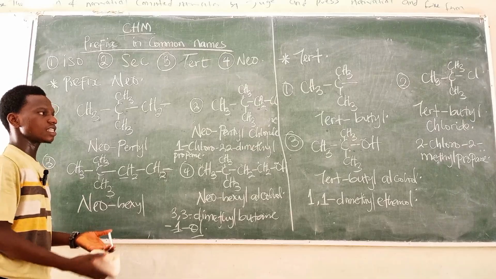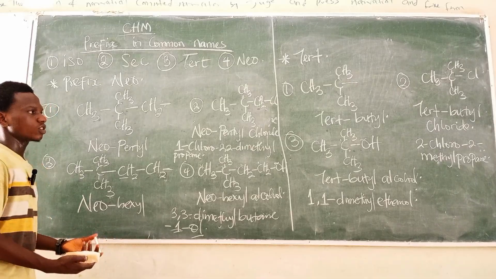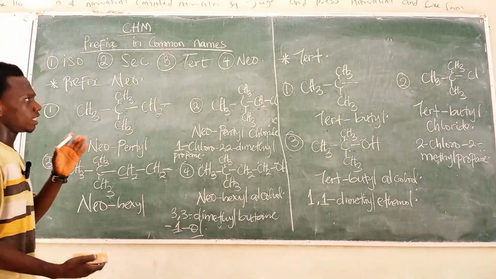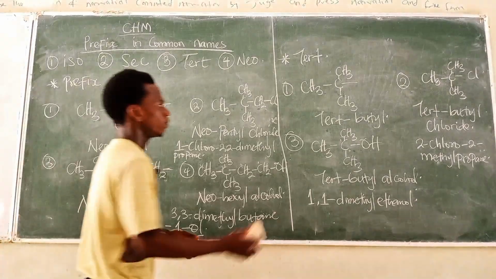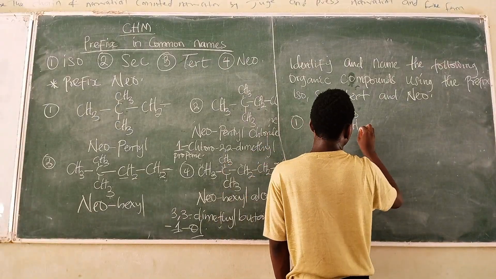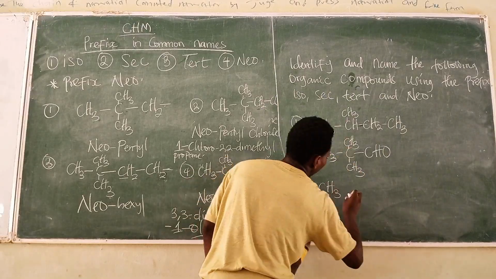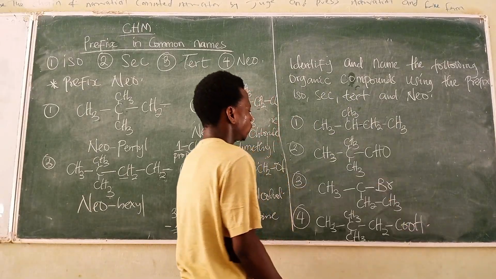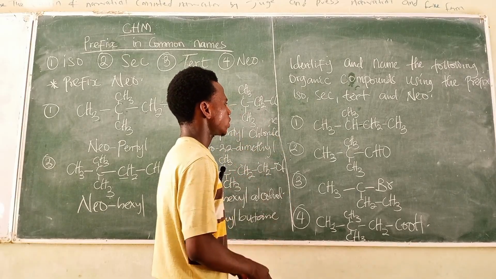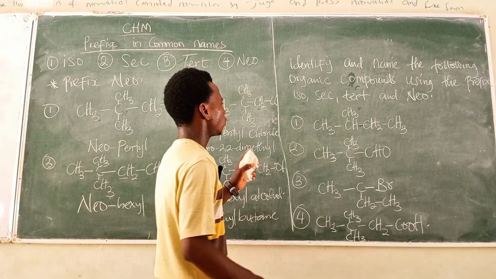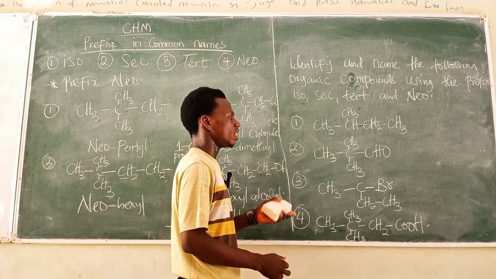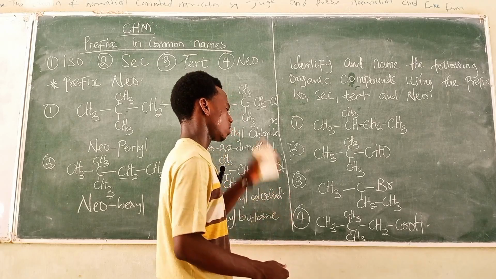Now, before we end this class, I would like to give us some practice questions so that we can try and identify which of them is iso, which of them is sec, which of them is tert, and which of them is neo. Now, here are the practice questions. So feel free to try this practice question and see how you can identify which of them is iso, sec, tert, or named using the prefix neo.